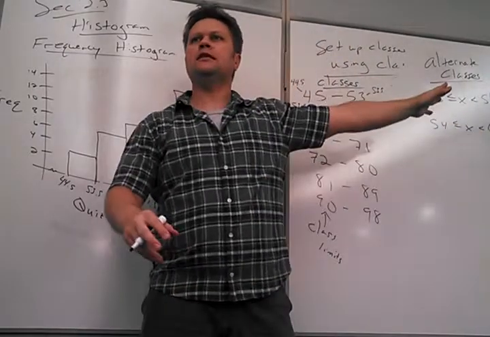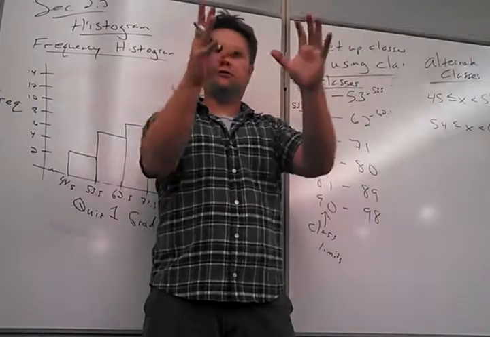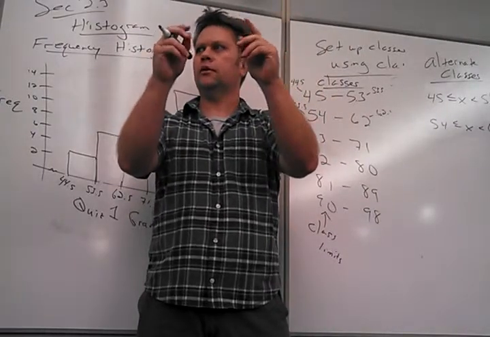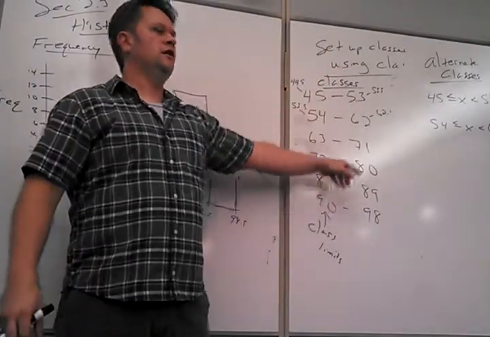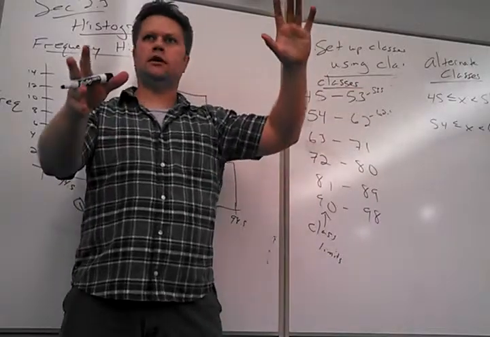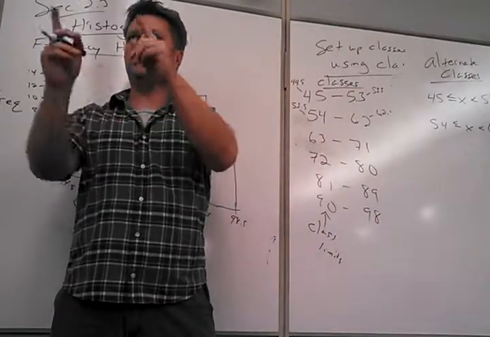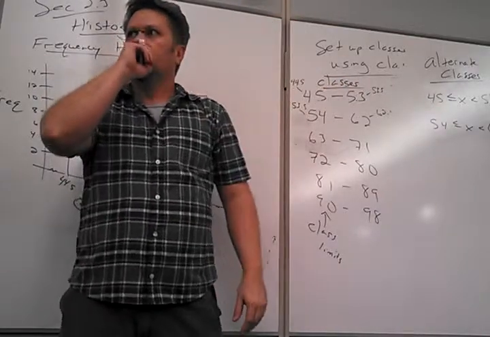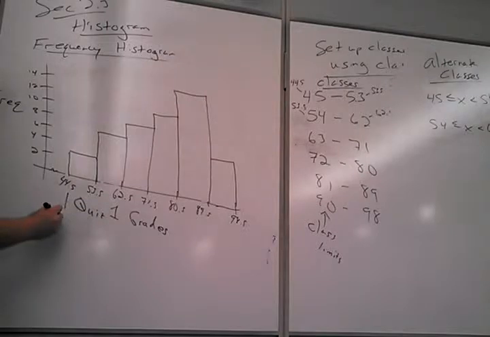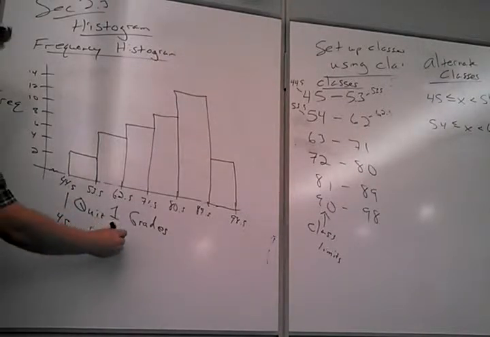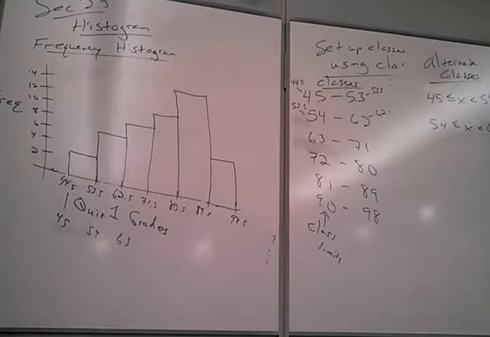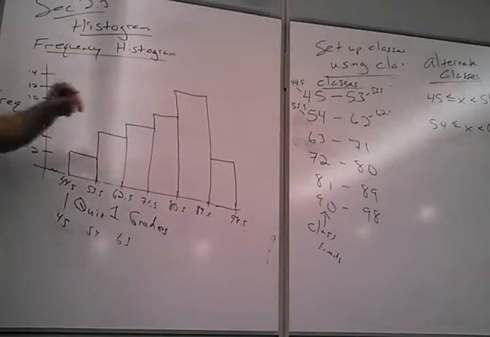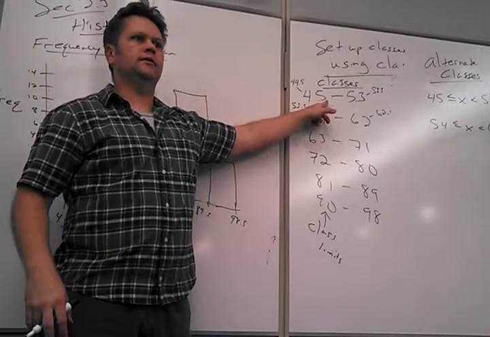So this is why people don't like that. Part of me is like, you've gone through algebra, you shouldn't be scared of it. But you do have this way if you want to. The only trick there is being okay with the inequality symbols and the variable. But the beautiful thing is, my class limits and my class boundaries are the same. So when I go to make my scale it would be 45, 54, 63. Oh, so much better.